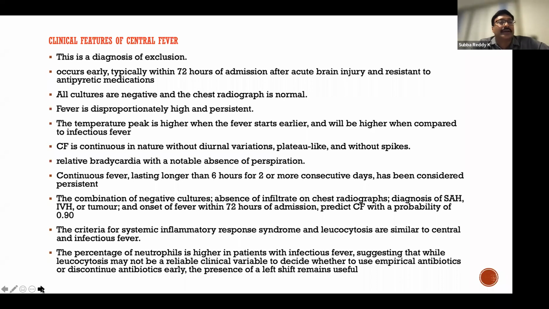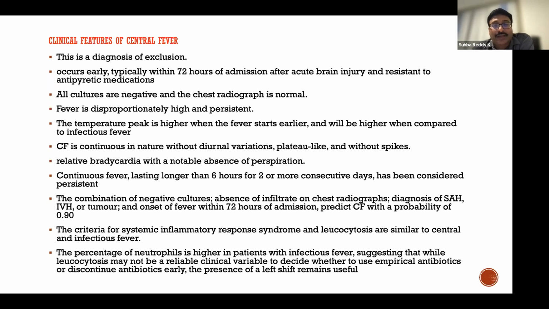It occurs early, typically within 72 hours of admission after acute brain injury, and is resistant to antipyretic medications. All cultures are negative and the chest radiograph should be normal. Fever is disproportionately high and persistent. The temperature peak is higher when the fever starts earlier, and will be higher compared to infectious fever. As I told, in non-infectious causes the temperature will be very high. The central fever is continuous in nature, doesn't have any diurnal variation, and is plateau-like without spikes. Relative bradycardia with a notable absence of perspiration is seen, and continuous fever lasting longer than 6 hours for 2 or more consecutive days has been considered persistent.